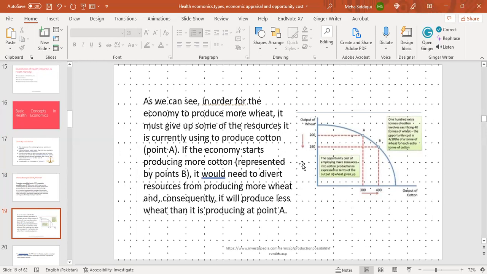So, in order for the economy to produce more wheat, it must give up some of the resources it is currently using to produce cotton, as point A is showing. And if the economy starts producing more cotton, it would need to divert resources from producing wheat, and consequently, it will produce less wheat than it is producing at point A. So, in this graph, we can see that if we want to increase the output of cotton, it should take some of the resources which are being used by the wheat, as shown in the figure at point B.